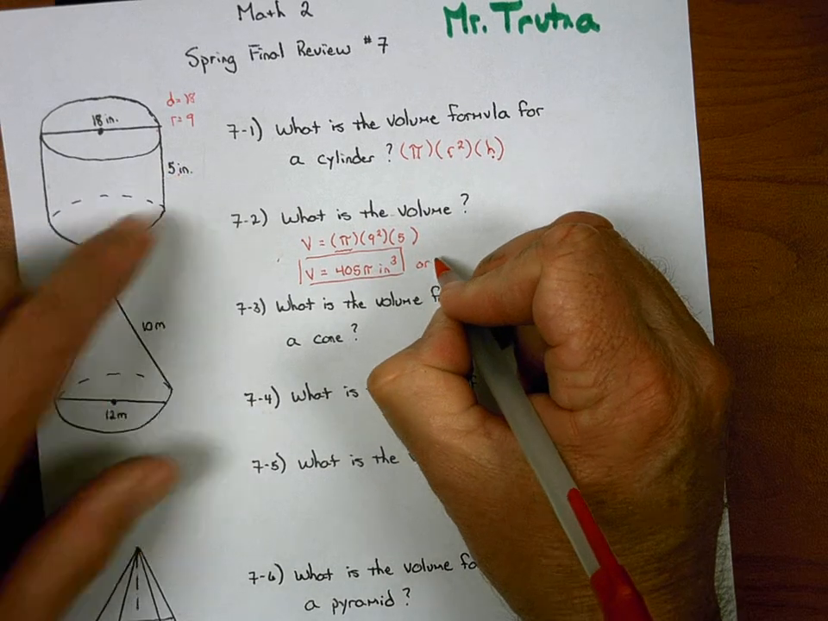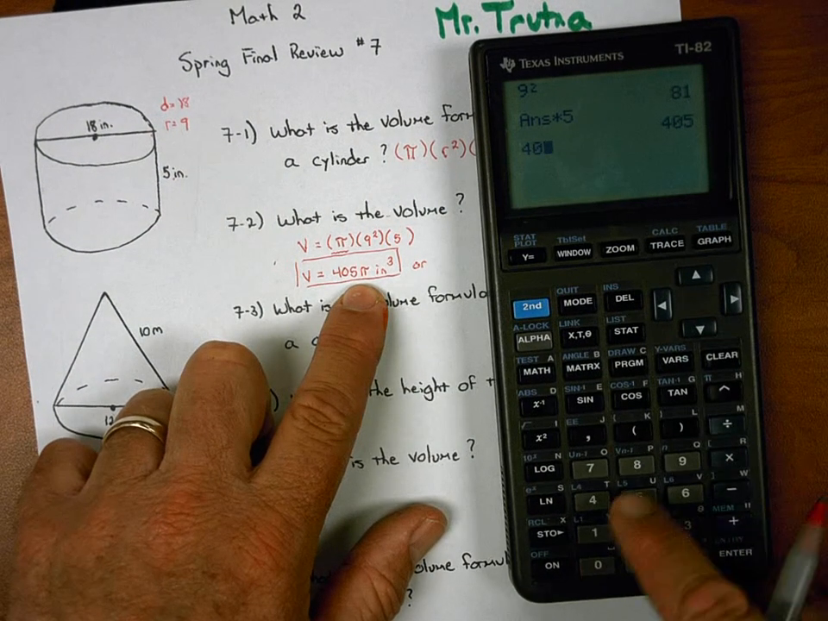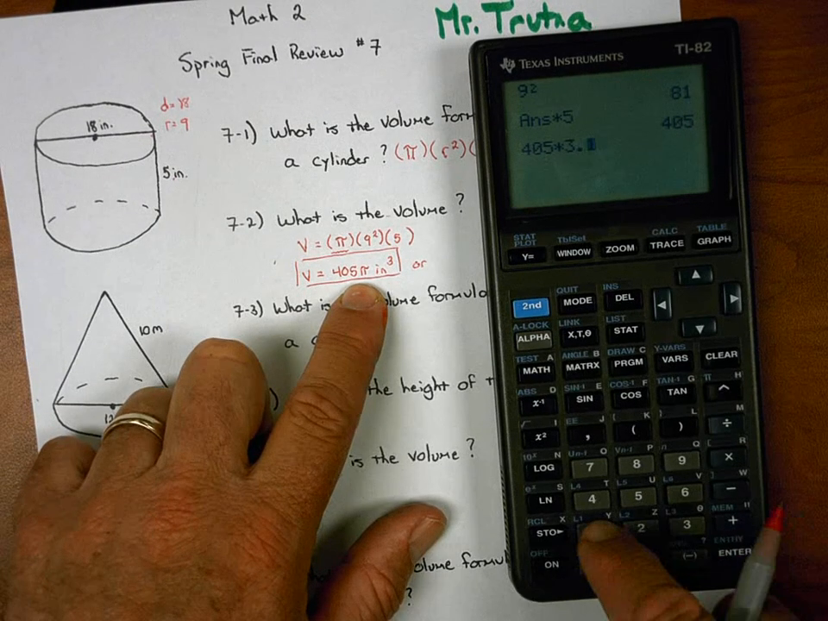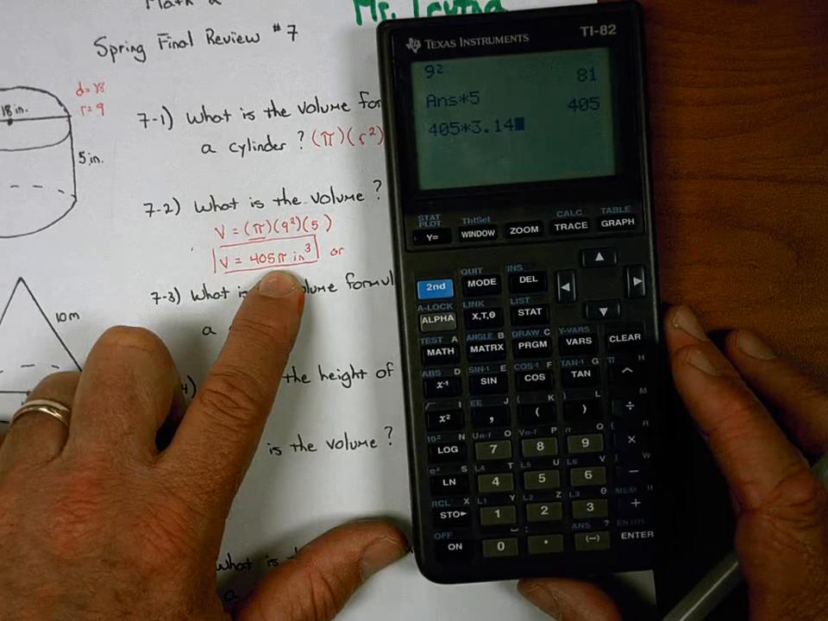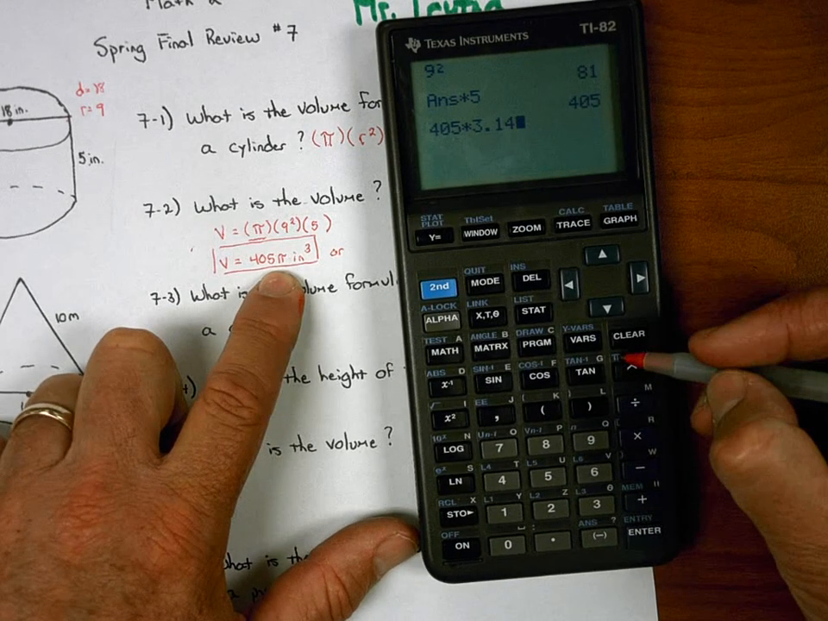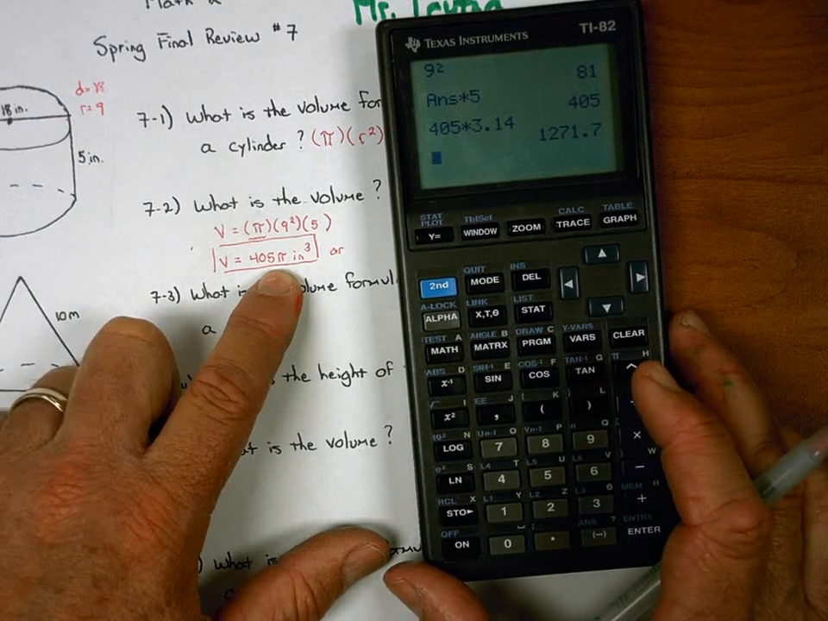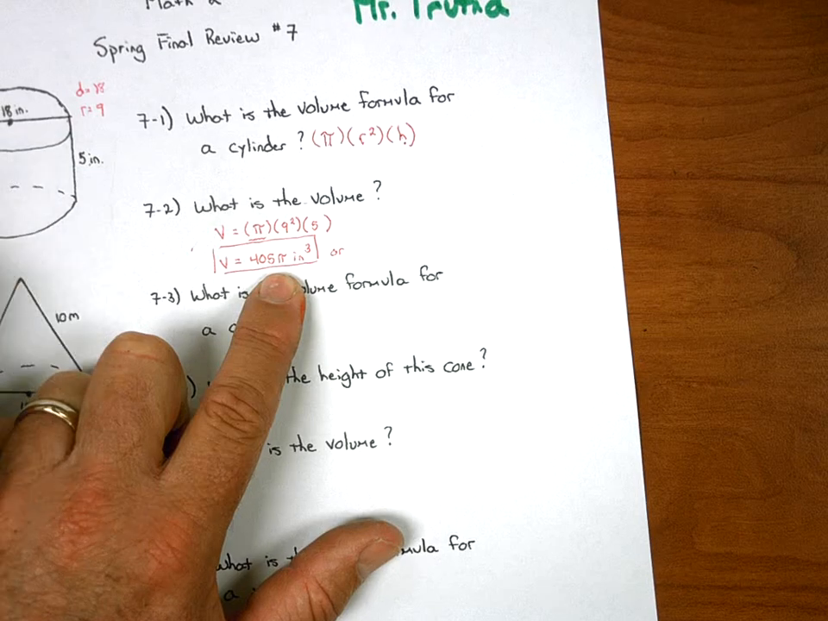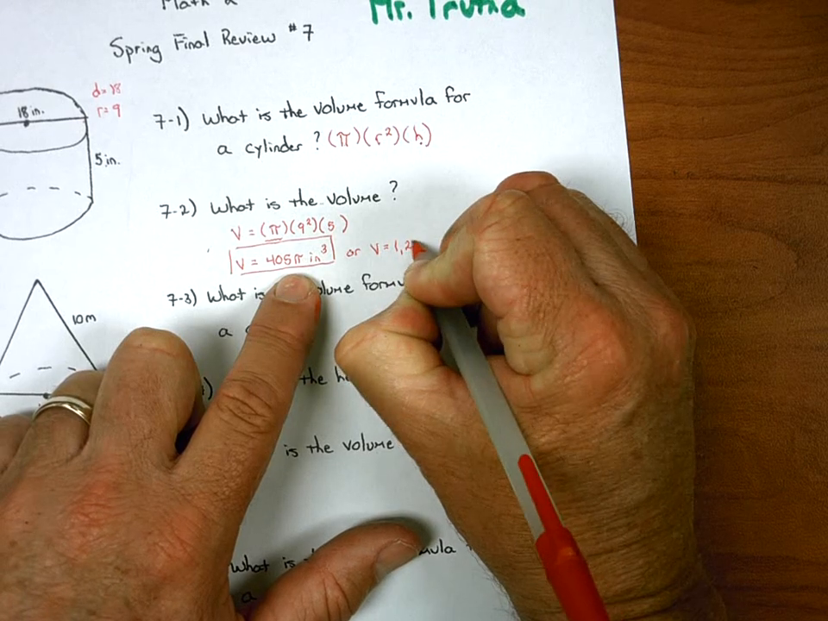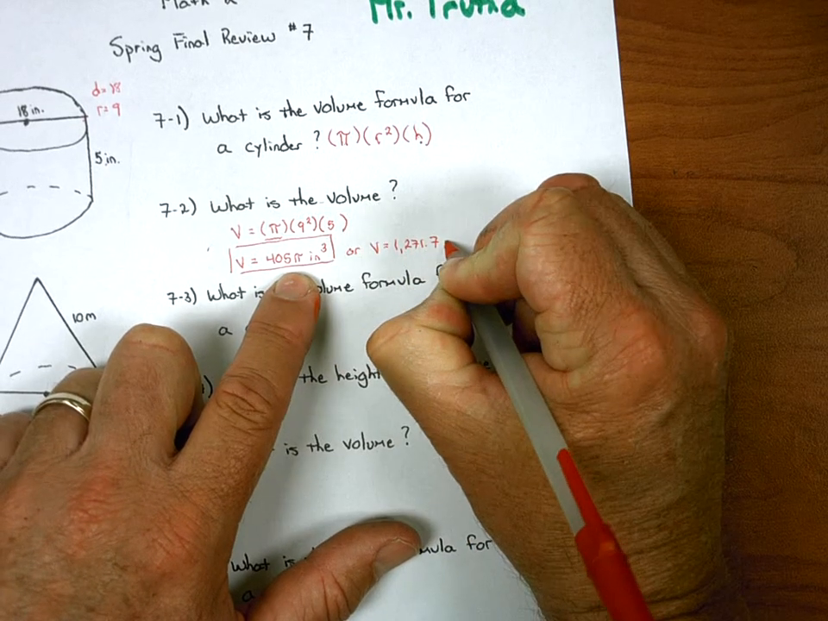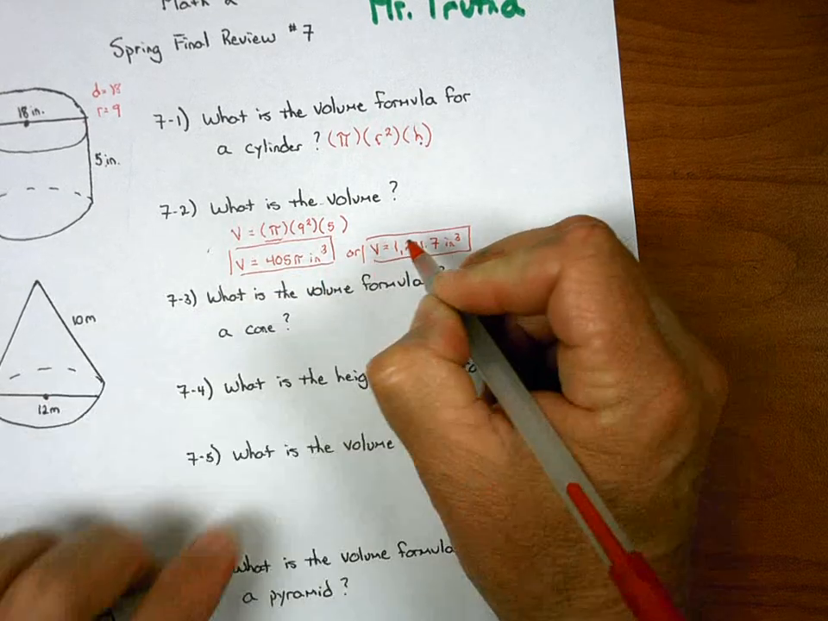Or if you don't like that answer and you like to multiply pi out, we can go 405. We're going to use 3.14 for pi. You don't have to use 3.14 for pi. You could use the pi function on your calculator, but 1271.7 would be my volume. So we could say the volume is 1271.7 cubic inches. Either answer is acceptable.